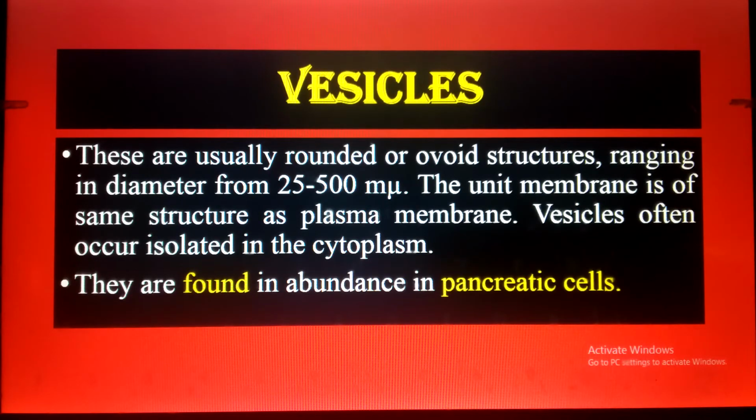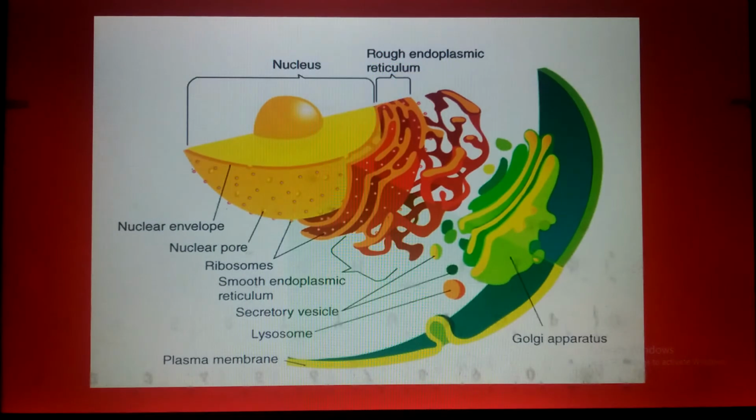Now, vesicles. These are usually rounded or ovate structures, ranging in diameter from 25 to 500 micrometer. The unit membrane is of the same structure as plasma membrane. Is it clear? Vesicles often occur isolated in the cytoplasm. They are found in abundance in pancreatic cells, because pancreatic cells secrete the pancreatic juice as well as many other enzymes and lots of things.